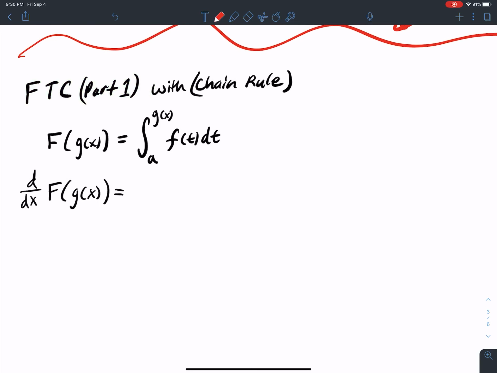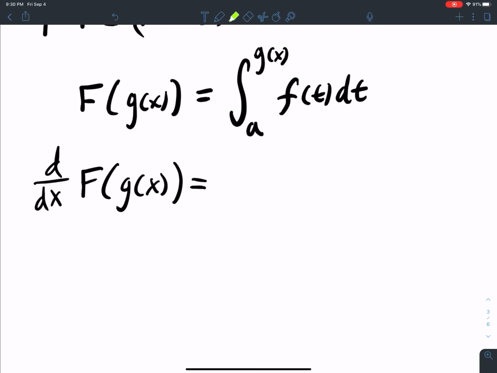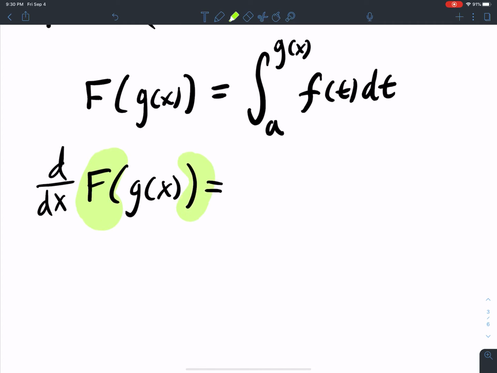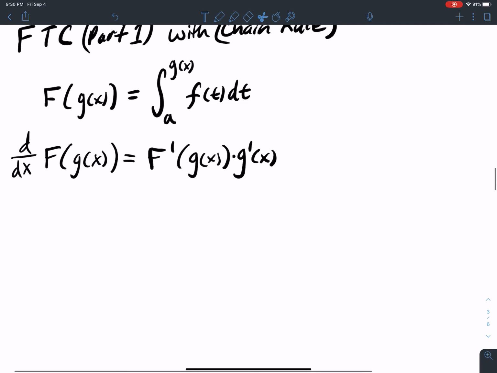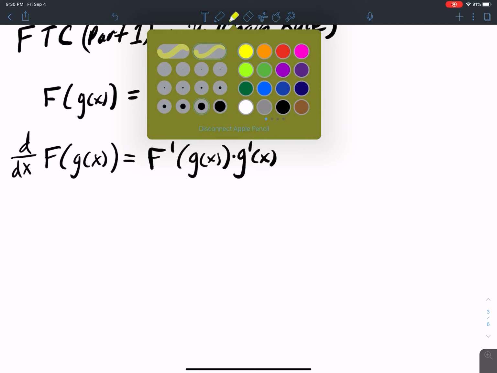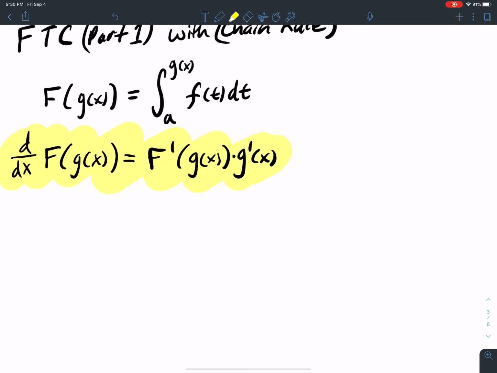So then what? The chain rule says I take the derivative of the outside, which is capital F. So I take the derivative of the outside here, and then I keep the inside input the same. And now once I've taken the derivative of the outside, I need to focus on what's on the inside, which is g of x. And so then I take the derivative of g of x. So that's the definition of the chain rule right here. The derivative of F composed with g of x is equal to f prime of g of x times g prime of x.